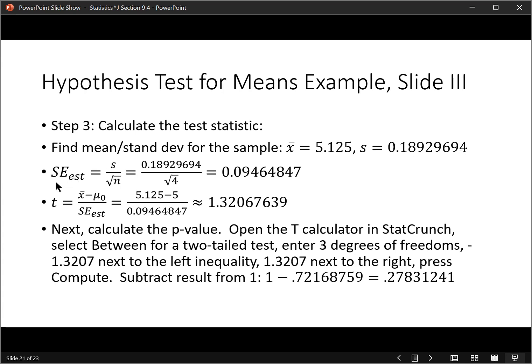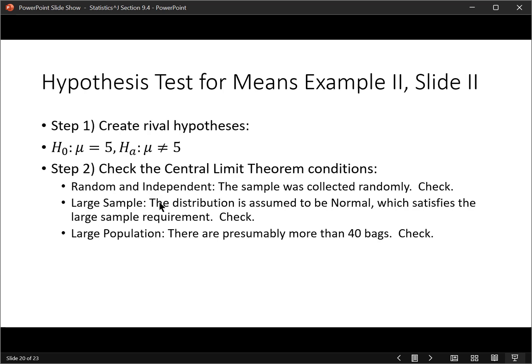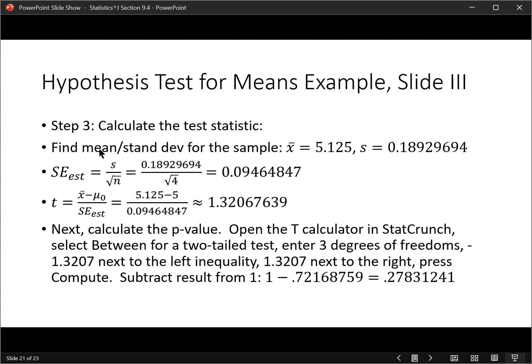All right, the standard error estimate, plug everything in. You've got the standard deviation that's right there. You've got the sample size, square root of 4. You should get that. And then t is equal to x bar minus mu over the standard error. So anyway, there's the t statistic formula. Plug everything into that. The 5.125, that's x bar. The 5 goes along with the null hypothesis value. And the standard error estimate is written right there. Just plug it in. Simplify all that, you get this.